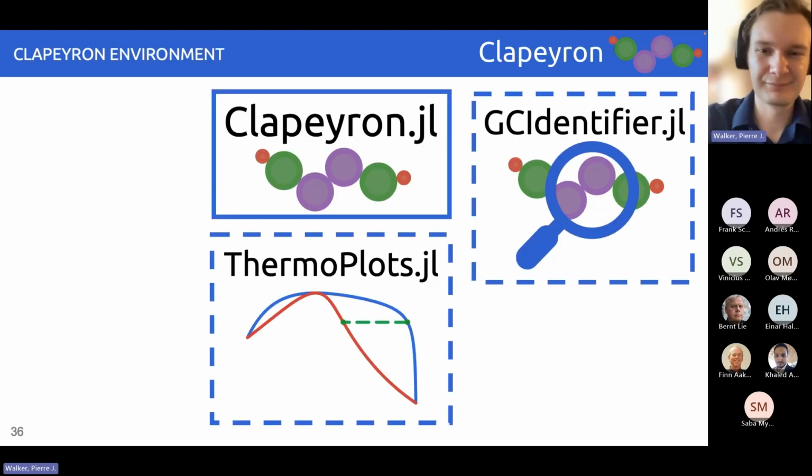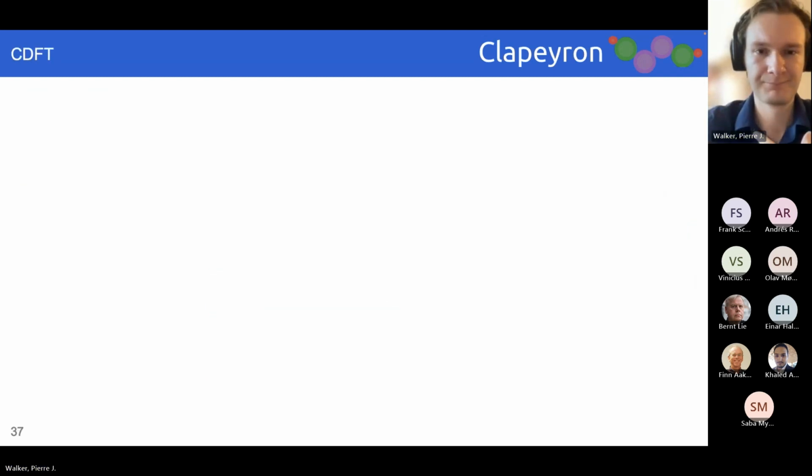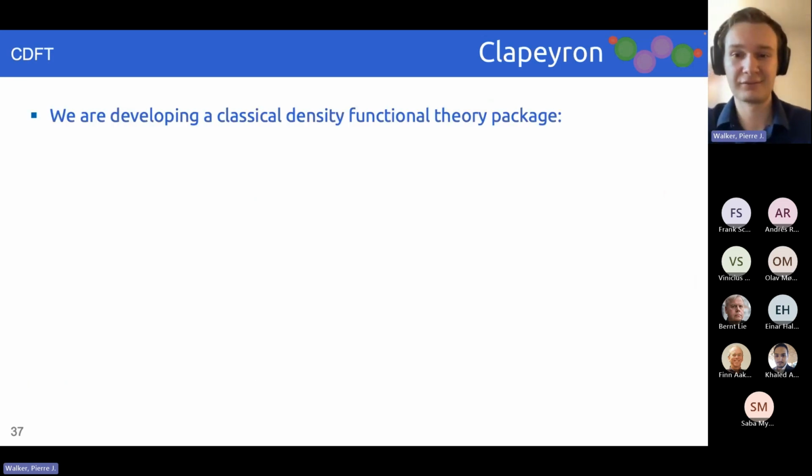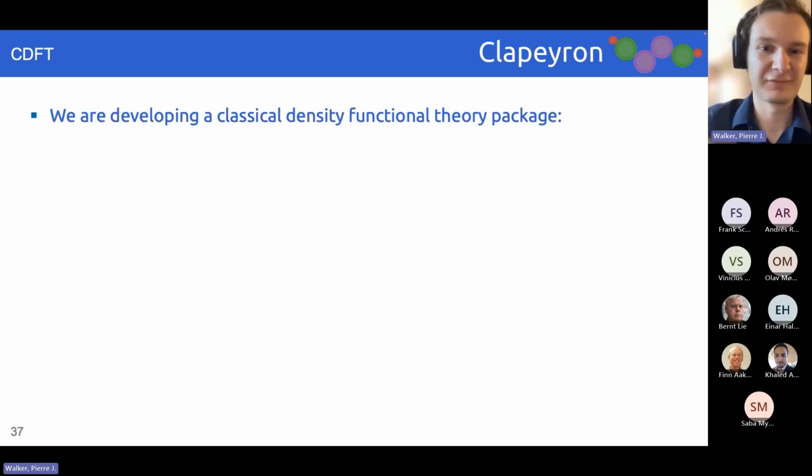Now, the last package I'll be talking about that we have worked on is what we are calling CDFT. This package aims to provide open source implementation of classical density functional theory. Now, for those unfamiliar with these methods, DFT can be used to obtain inhomogeneous properties such as surface and interfacial tensions, as well as absorption isotherms.